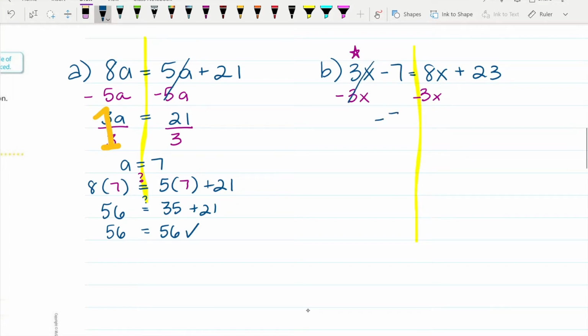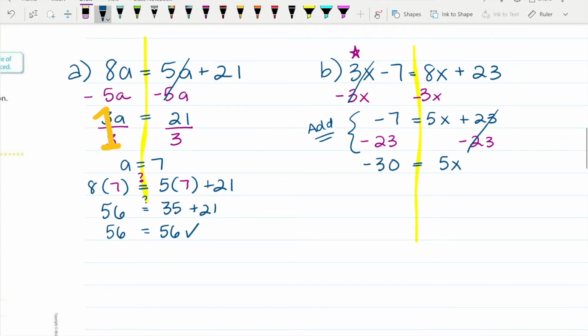Here we have a 0. Negative 7 is equal to 5x plus 23. You still need to isolate the variable term of 5x, so we need to subtract 23 from both sides. These become a 0. You have 5x on the right-hand side. Now over here, you are adding those or combining. So negative 7 plus negative 23 is negative 30.